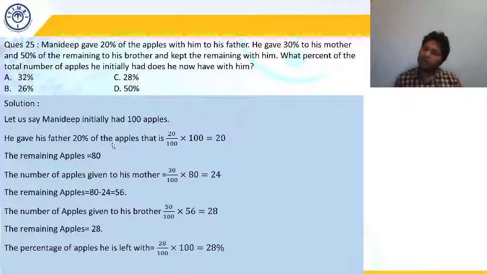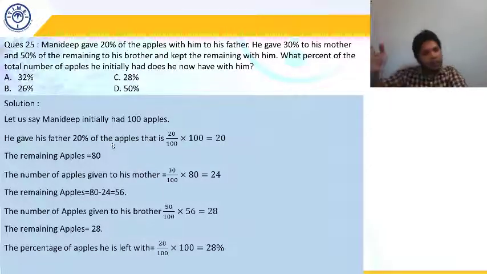So what has been asked? Let's again solve this question. Mandeep has given 20% of apples to his father. He gave 30% of the remaining. In your handout, it would be clear that by mistake in this question it is given he gave 30% to his mother. Not 30%, but 30% of the remaining, obviously, because there is a remainder. So in your handout it was correct.